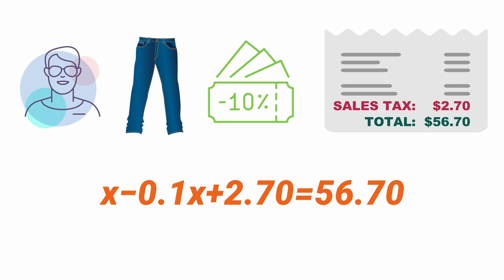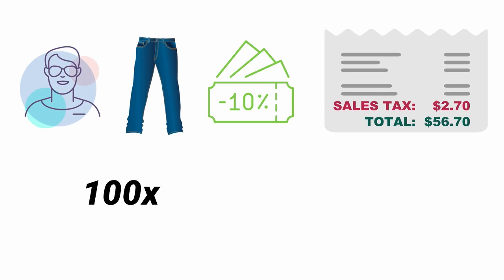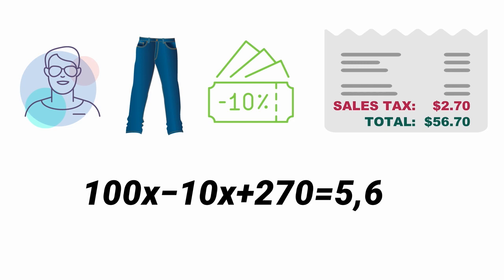Now, what if we change the equation? 100x minus 10x plus 270 equals 5,670. What changed? How does it change your interpretation? Does it have the same solution?